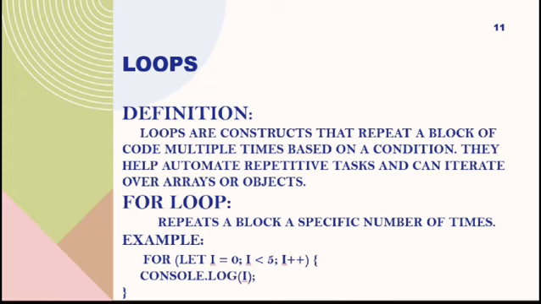First, a for loop repeats a block a specific number of times. For example, let i = 0; i < 5; i++. console.log(i). It repeats until the i value reaches 5.